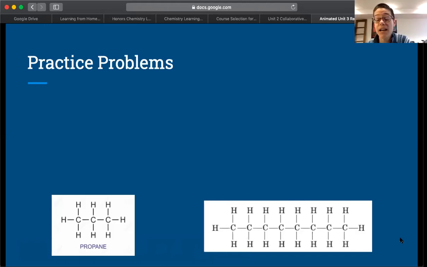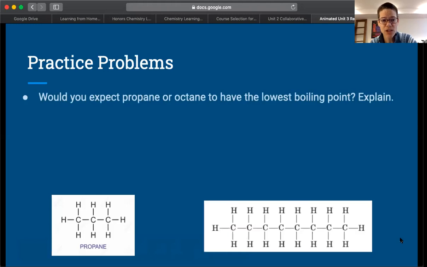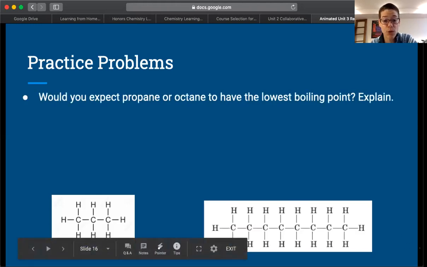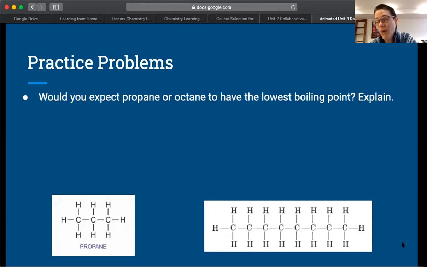If we are making comparisons about LDFs, the only thing we care about is the number of electrons. So then the question is, would you expect propane, the thing on the left, or octane, the thing on the right, to have the lowest boiling point? And think about what it means to have a low boiling point.